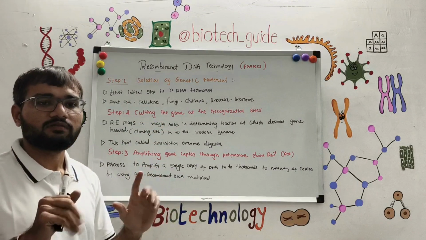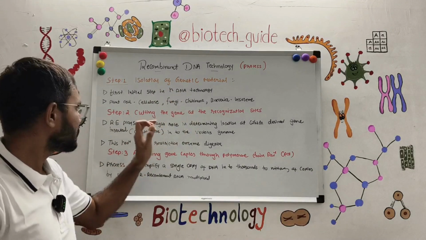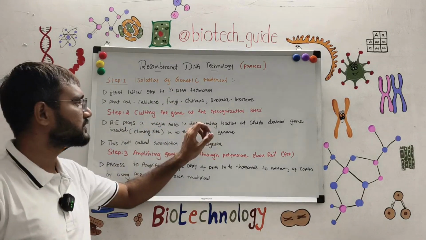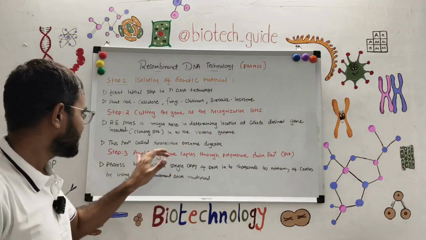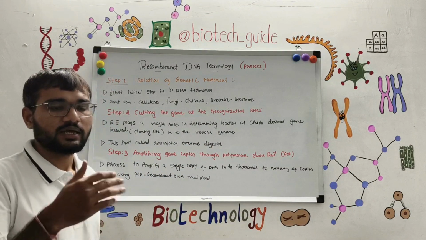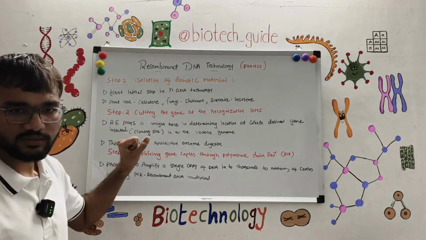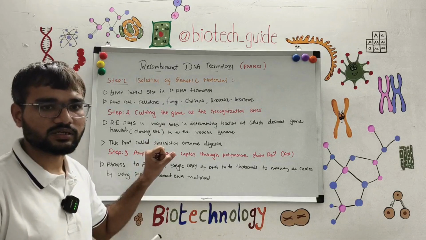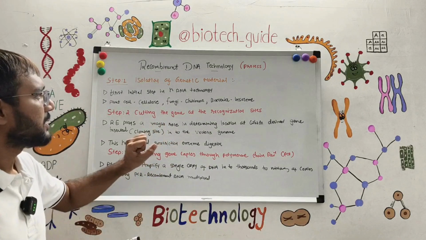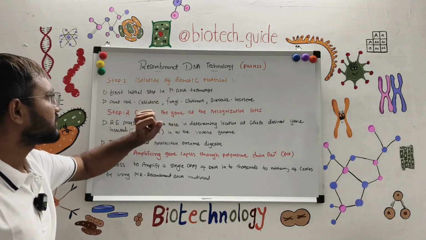There are 5 major steps. The first one is isolation of the genetic material. The second one is cutting the gene at the recognition site, and amplifying gene copies through polymerase chain reaction. Then after that, ligation, and then insertion and transformation. So these are the main 5 steps. Let us discuss the first 3, starting with isolation of the genetic material.